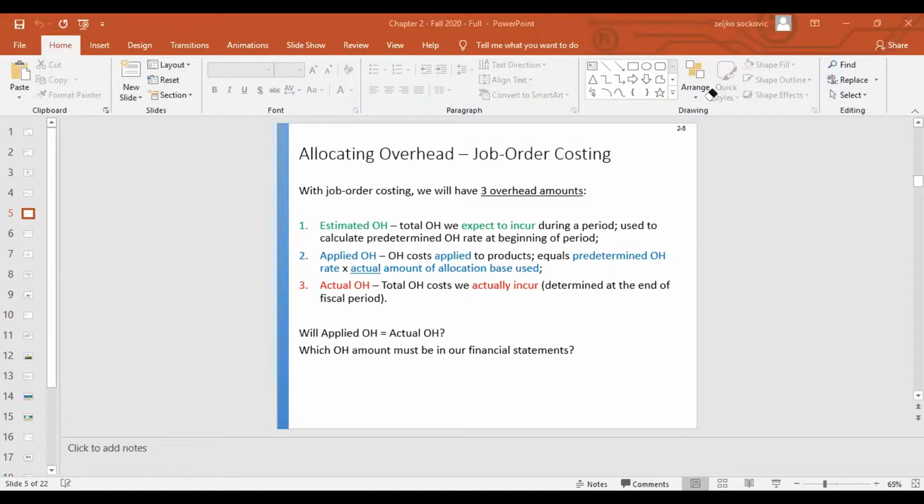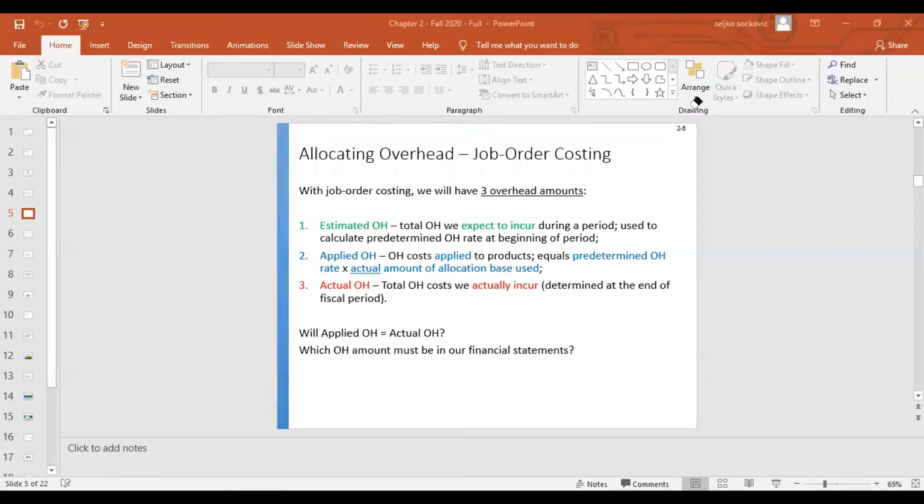Any questions about this? So to calculate applied overhead, you have to use the overhead rate and the actual amount. Where would you find those figures? They will be given? Excellent, very good.